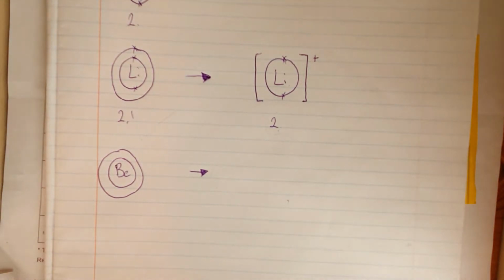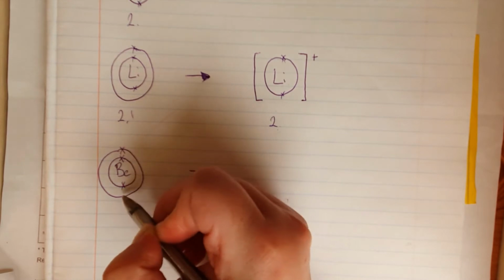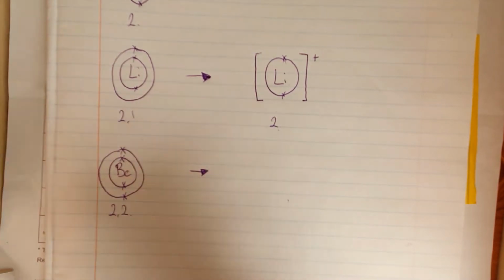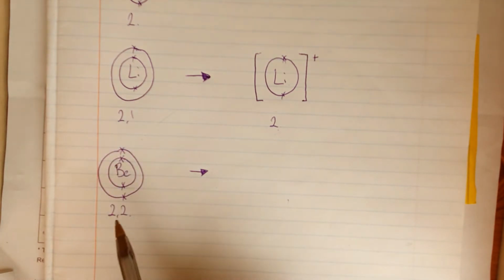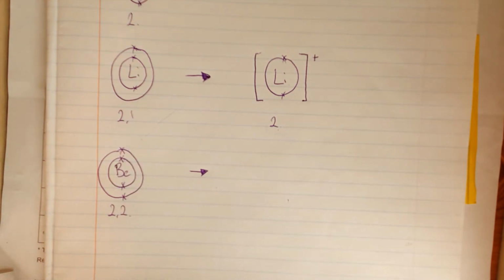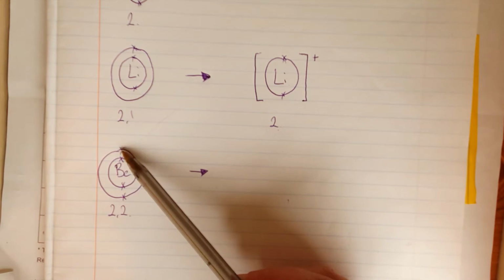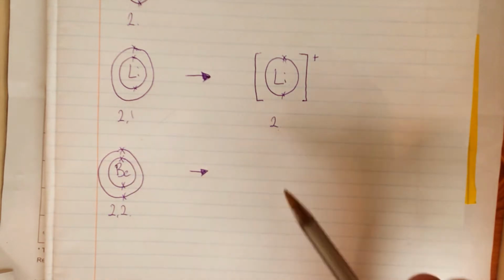Okay, now let's look at beryllium. Beryllium has an atomic number of 4. So it has 4 electrons. 2 on the inner shell and 2 on the outer shell. So it's 2, 2. Now beryllium again, this shell needs to be full. So it can either gain 6 or lose 2. And again, which is easier? Yes, you're right. It's far easier for beryllium to lose these 2 electrons than it would be to gain 6 more.